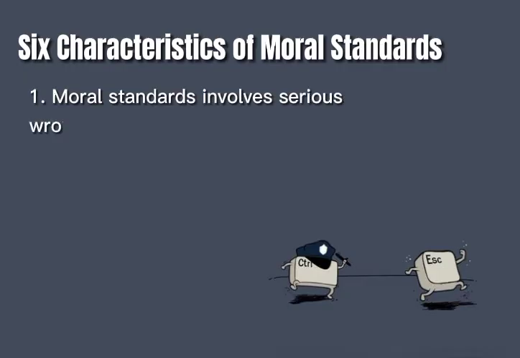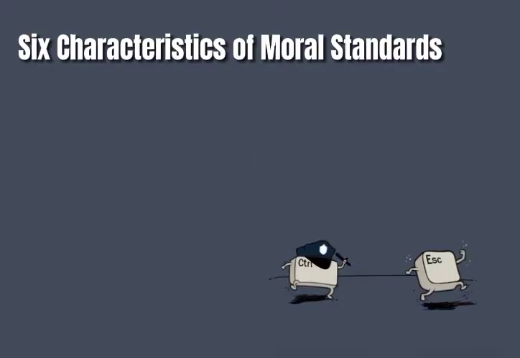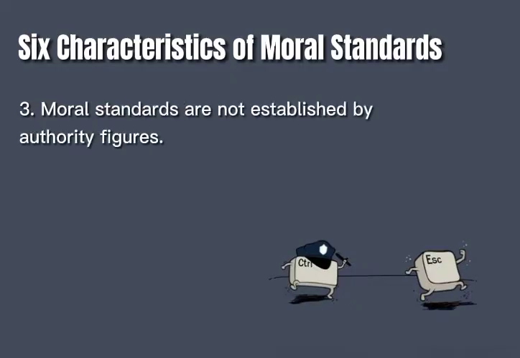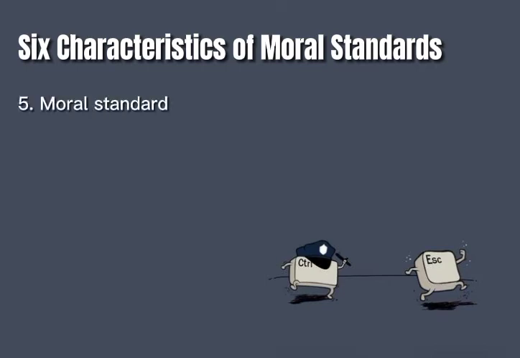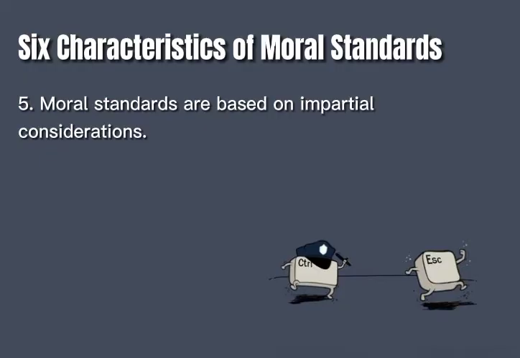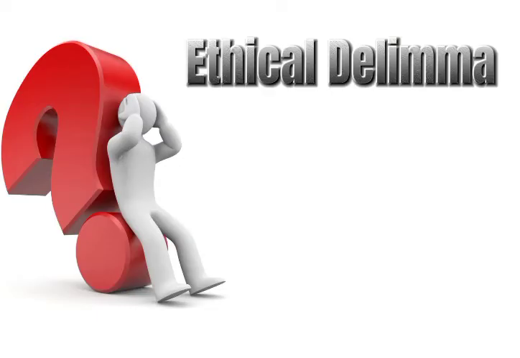The first one, moral standards involve serious wrongs or significant benefits. Second, moral standards ought to be preferred to other values. The third, moral standards are not established by authority figures. The fourth, moral standards have the trait of universality. The fifth, moral standards are based on impartial considerations. And the sixth, moral standards are associated with special emotions and vocabulary. Now, let us discuss the 3 types of moral dilemma or ethical dilemma.